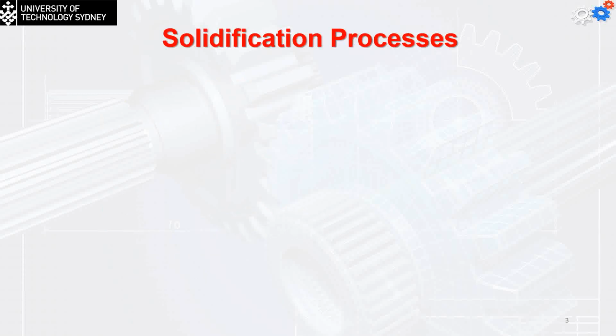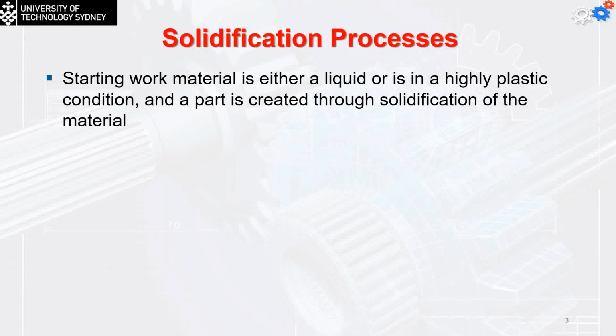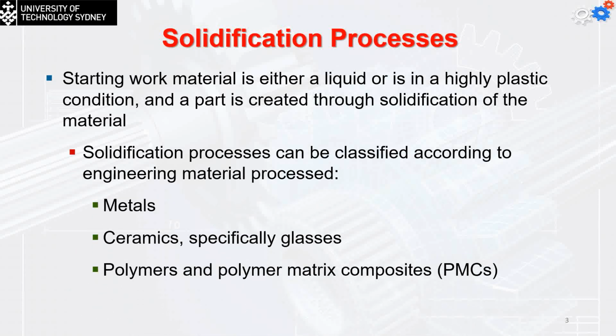So we start first with the solidification processes. Once again, it's just the process where the solid metal is melted to become liquid, and we pour it in the cavity. It's going to solidify, and we're going to have the geometry of the part required. Solidification can be classified according to the engineering materials as the metal, but I can also do the solidification for the ceramic, especially the glasses. I can melt it and shape it. And also the polymers and the polymer matrix composites, which can be melted and solidified.